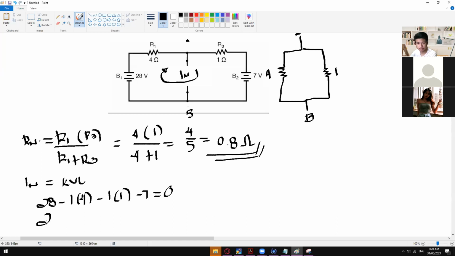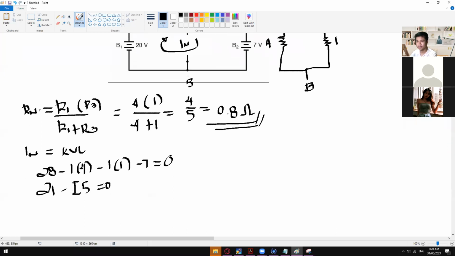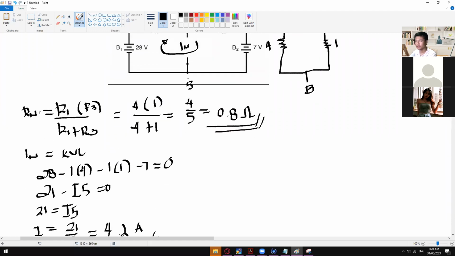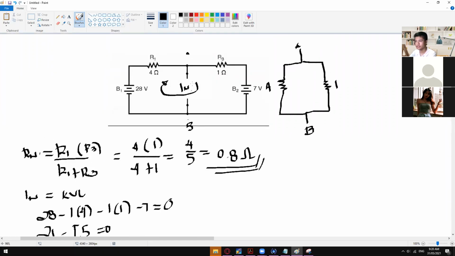So 28 minus 7 is again 21 and then minus 4 plus minus 1 is negative I times 5 is equal to 0. And then you can transpose this one on the right side. 21 is equal to I times 5 and then you can now find the value of our Norton's current. So I is equal to 21 divided by 5, which is 4.2 amps.